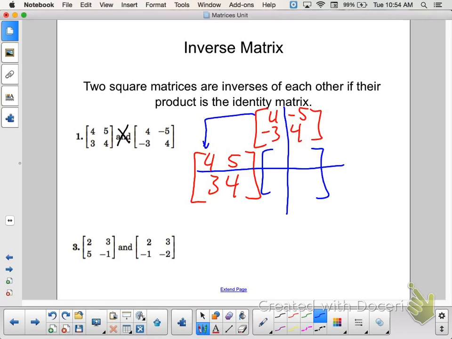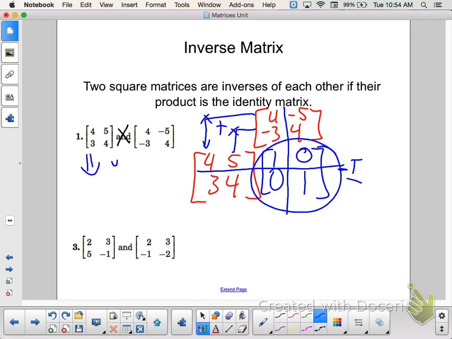Here, multiplying those, and then adding them, I'll get 1, I'll get 0, I'll get 0, and then I'll get 1. So since this is the identity matrix, then hooray, these are inverses. You would just write yes. Notice you cannot switch these numbers. So you can't just switch these around. This is what your identity matrix looks like right here.